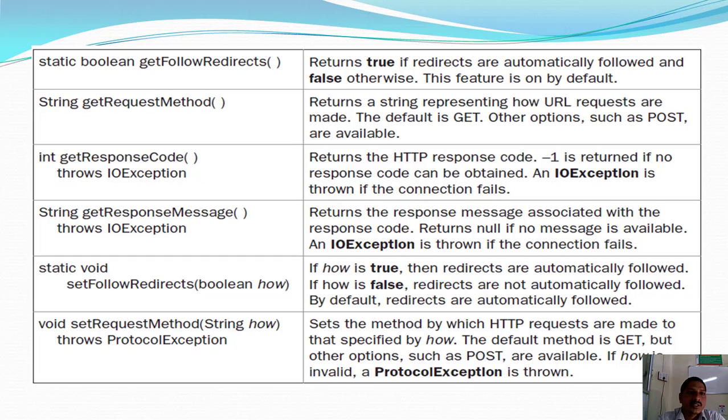Third method, int getResponseCode throws IOException, returns the HTTP response code. -1 is returned if no response code can be obtained. An IOException is thrown if the connection fails. Fourth method, String getResponseMessage throws IOException, returns the response message associated with the response code, or null if no message is available. An IOException is thrown if the connection fails.